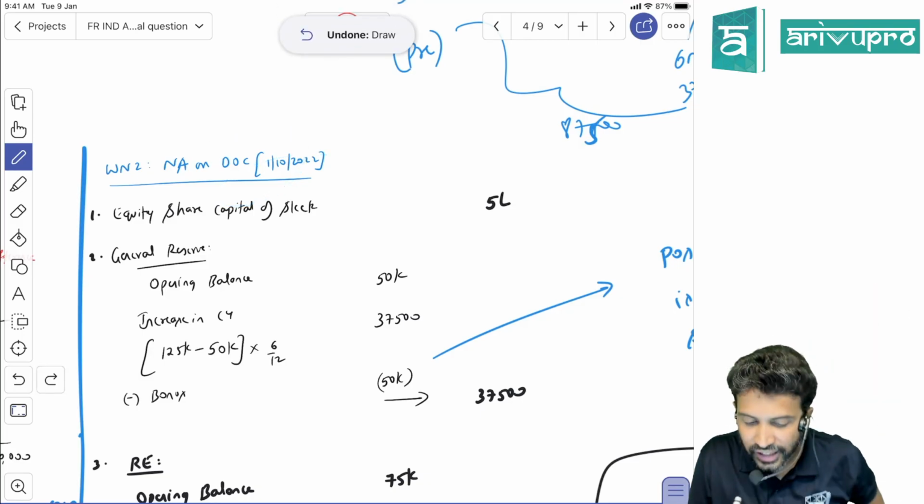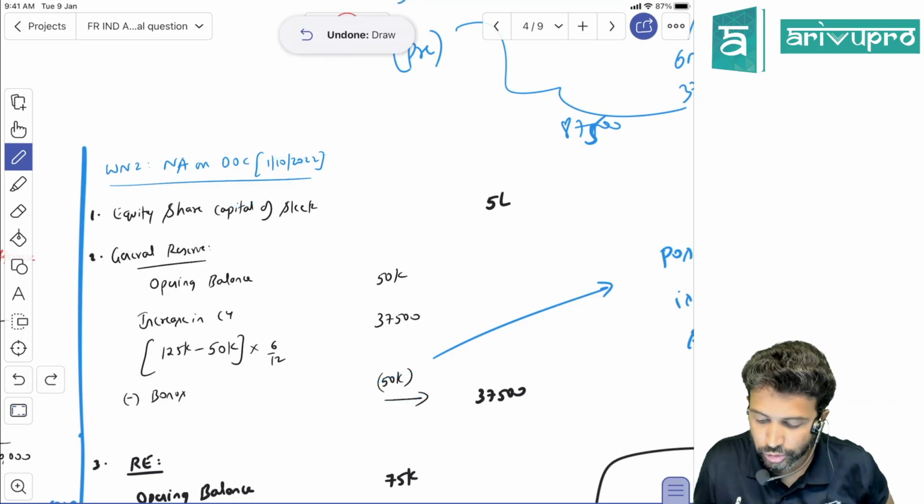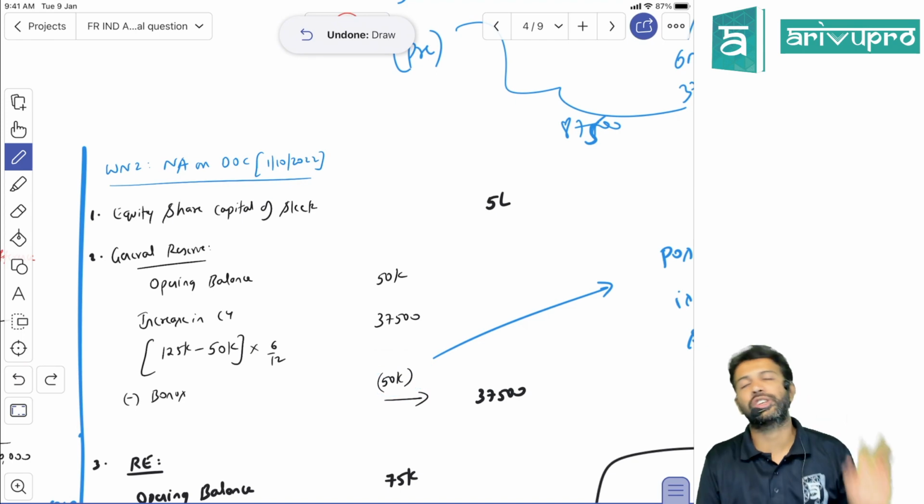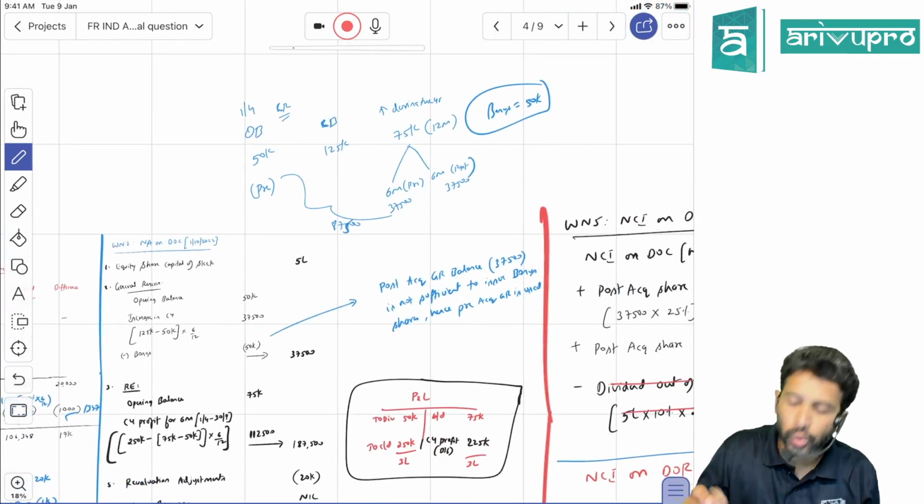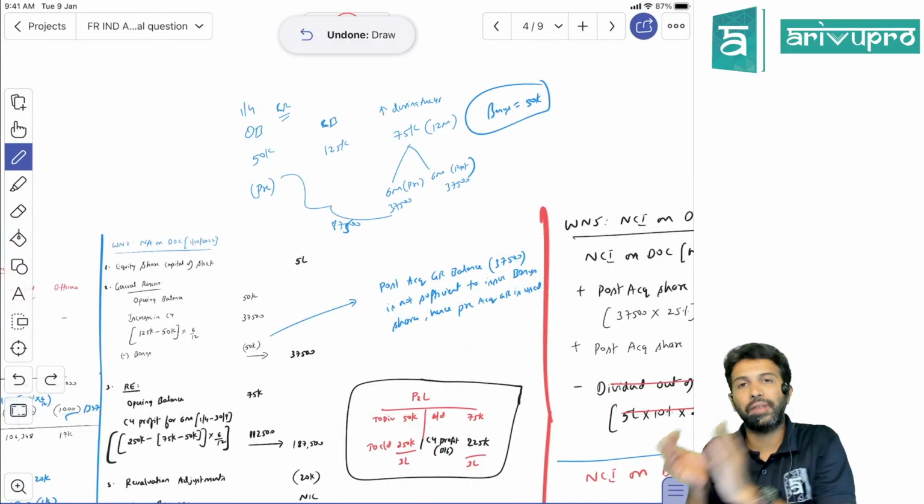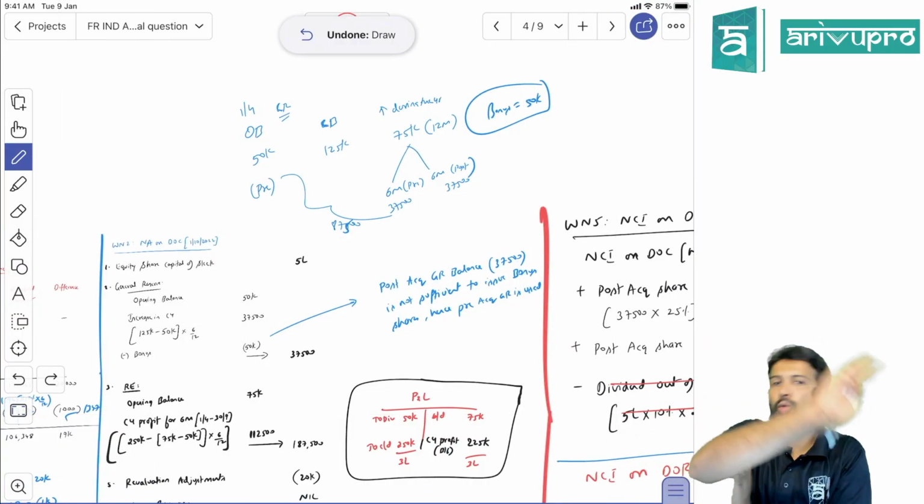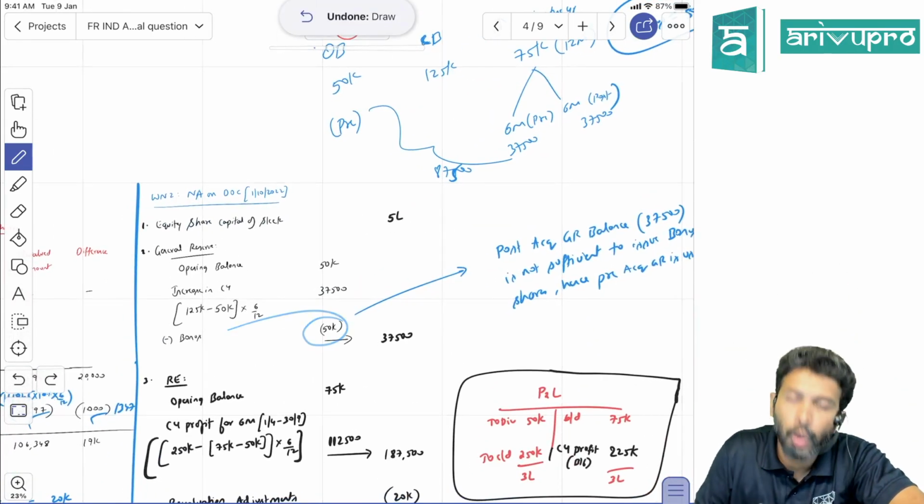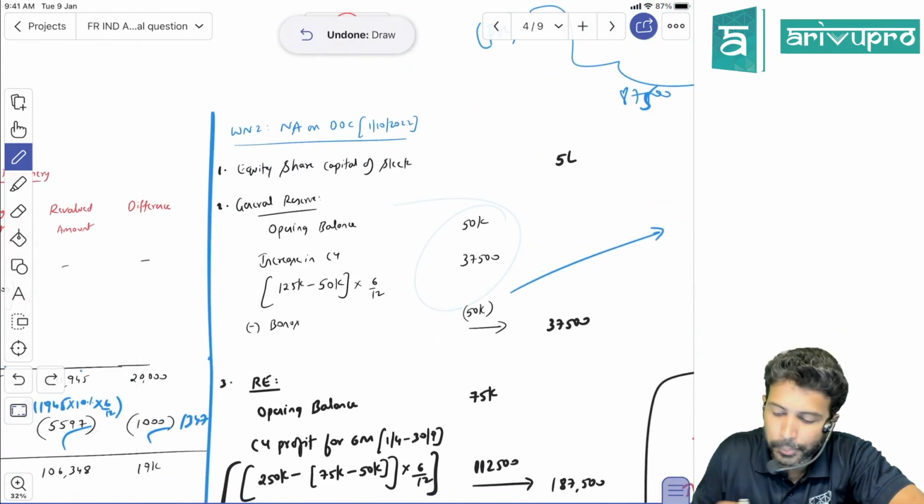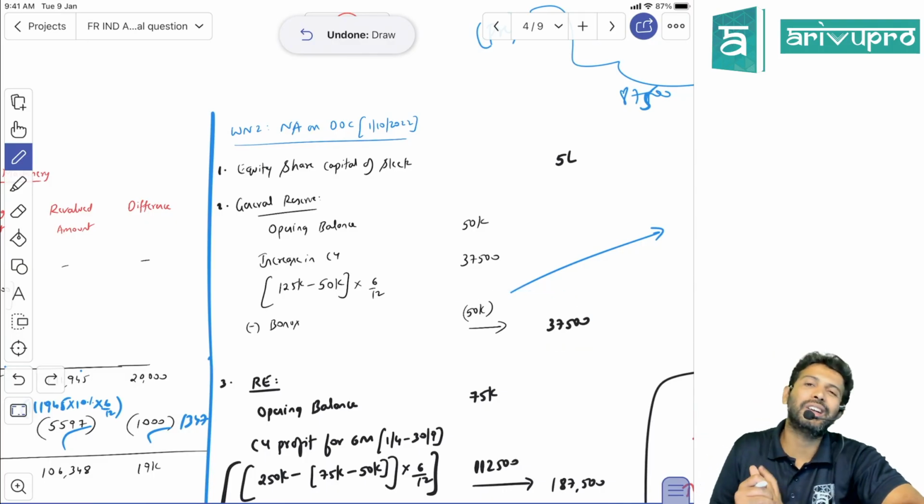Okay, so you have to reduce 50,000 from the pre-acquisition general reserve due to the bonus element. We are making this assumption only because the post-acquisition general reserve doesn't have enough balance. Hence, the pre-acquisition general reserve has been utilized to give away the bonus. Hence, we minus. That means the pre-acquisition general reserve balance will become 37,500.